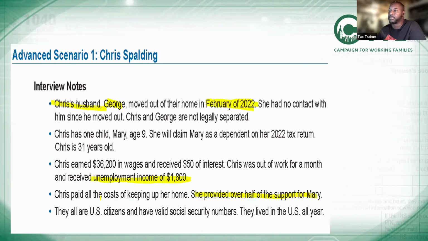He received $1,800 of unemployment, so you know that's how much he received. How much of his unemployment is taxable?